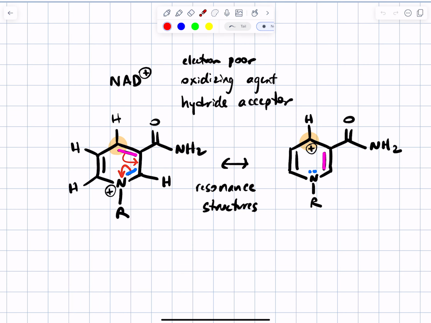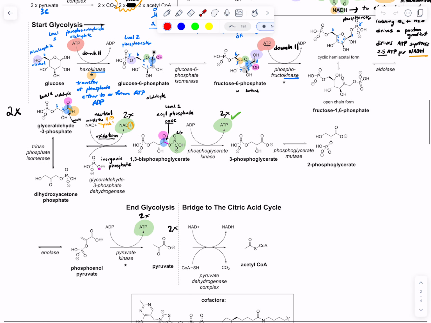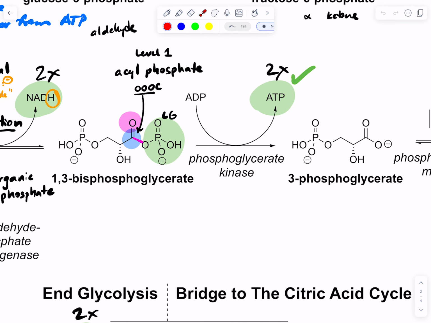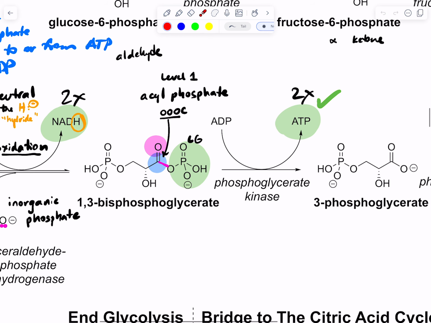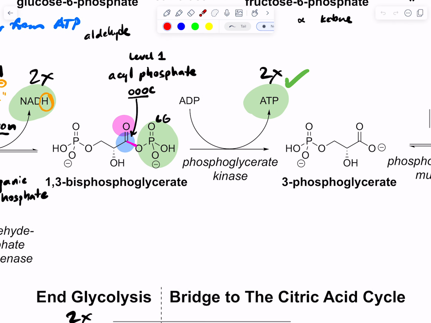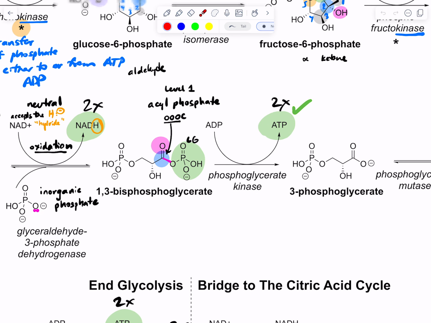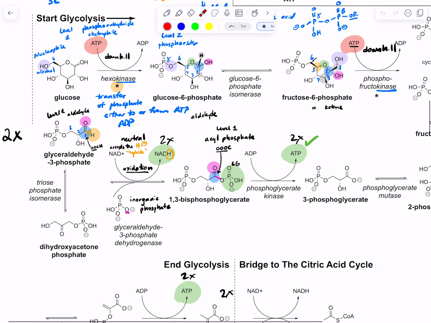So let's talk about the next step after that. This is a step where we regain some ATP. So you start with bisphosphoglycerate, you make ATP, and you end up with 3-phosphoglycerate. So I'm going to draw this out on notes so that we can understand it a little bit better, so you can see what's going on.